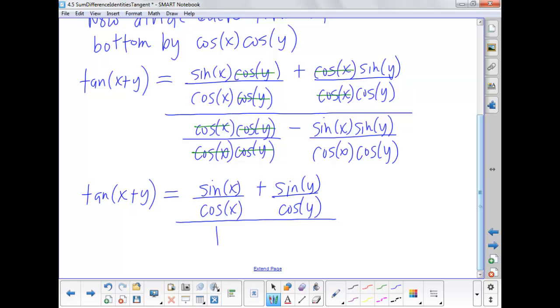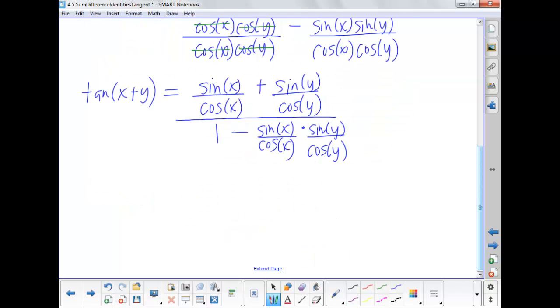Now the next expression, unfortunately, nothing would simplify, but I'm going to split it into two pieces. I'm going to look at this as sine of x over cos of x times sine of y over cos of y.